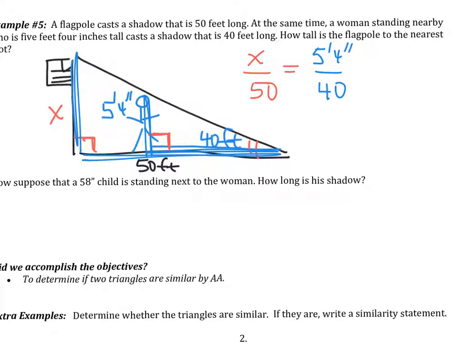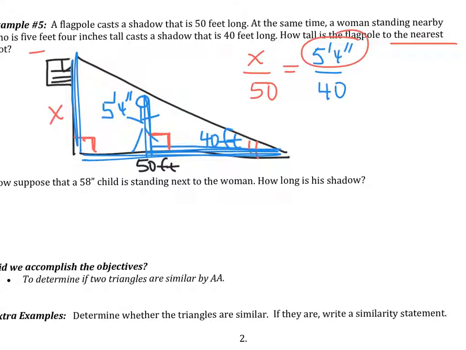Now before we cross multiply, the question does ask us to do this to the nearest foot. So can we change 5 feet 4 inches to feet? What's 5 feet 4 inches in feet? Is it 5.4? 5.3? Why is it 5.3 and not 5.4? Because a foot is 12 inches. Okay, so how did you get the 3?